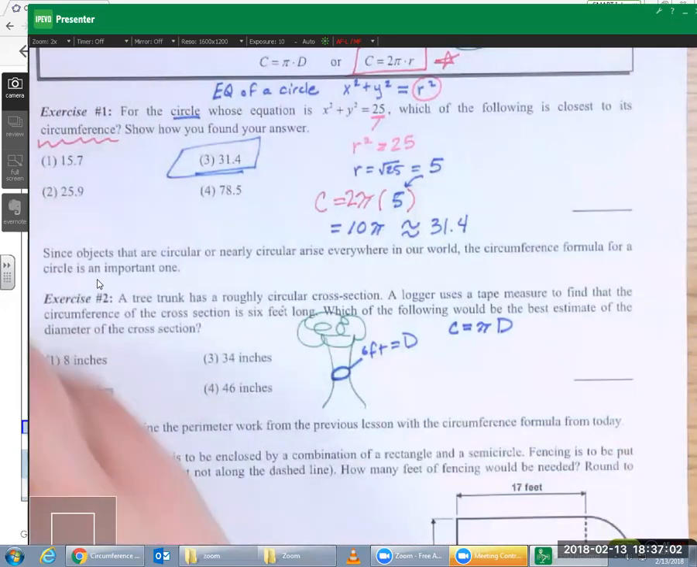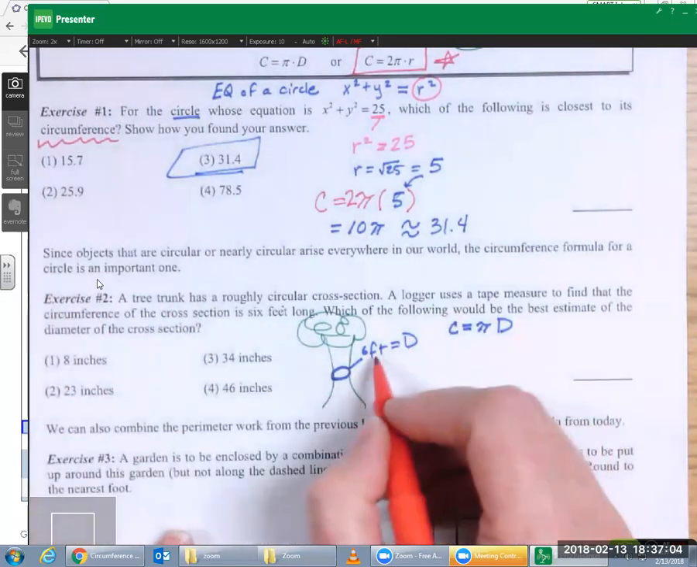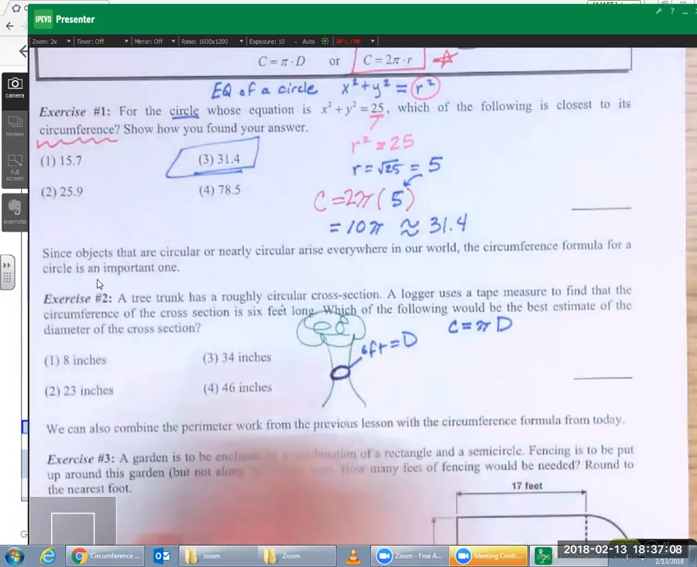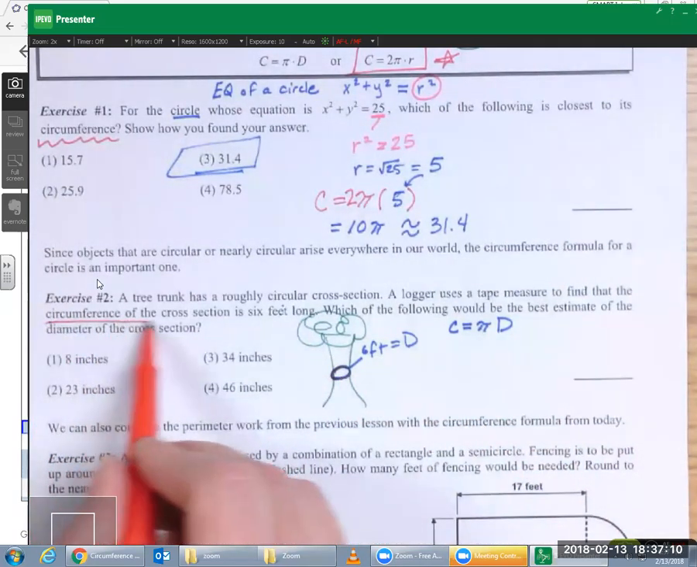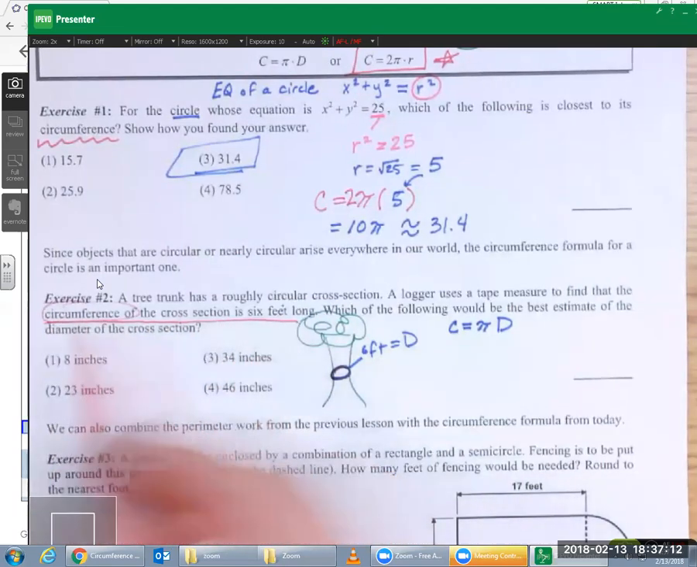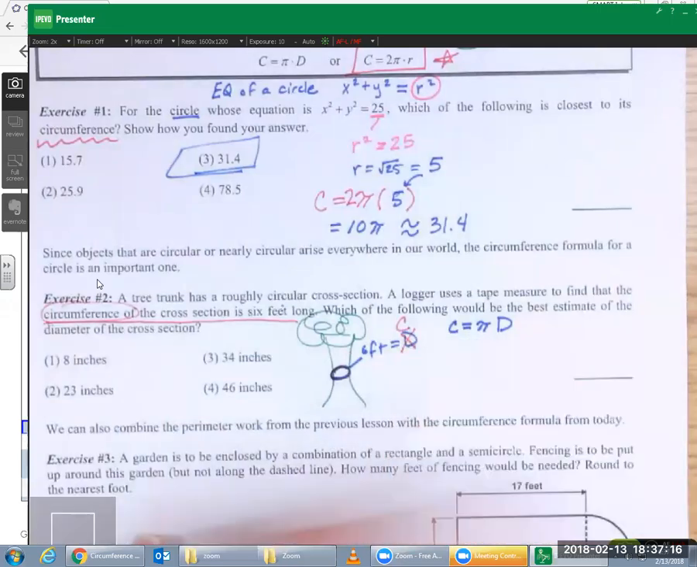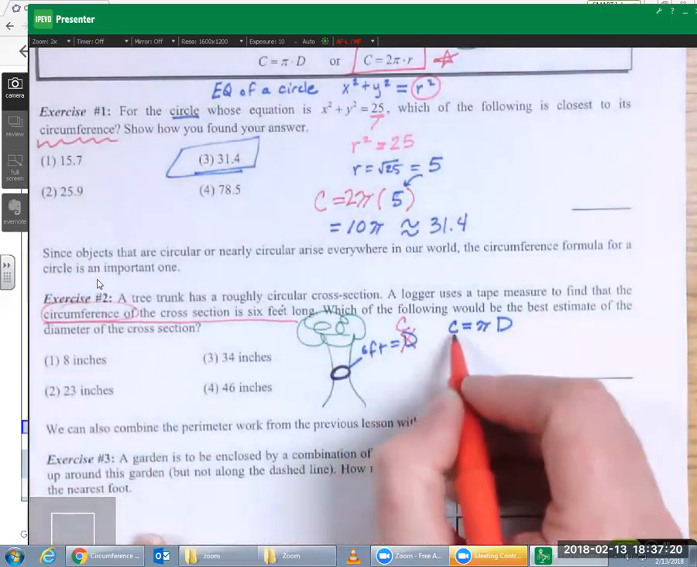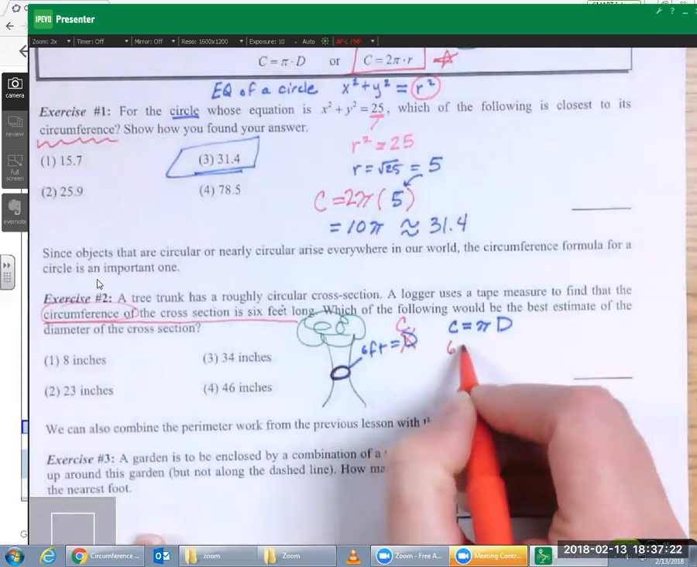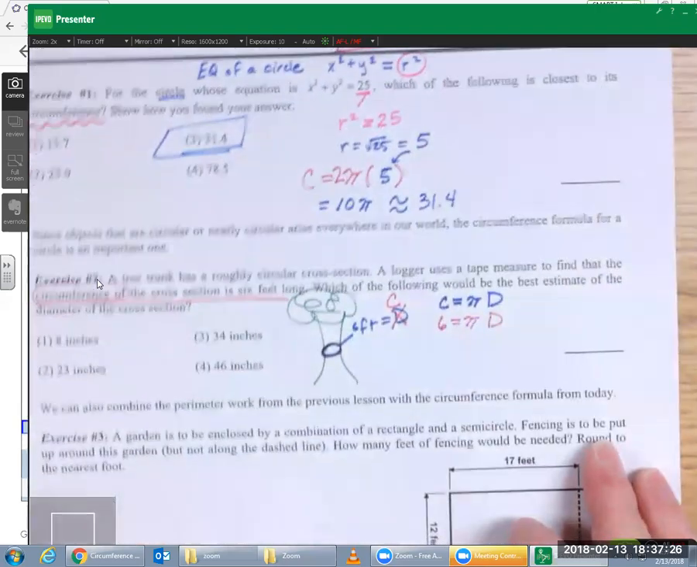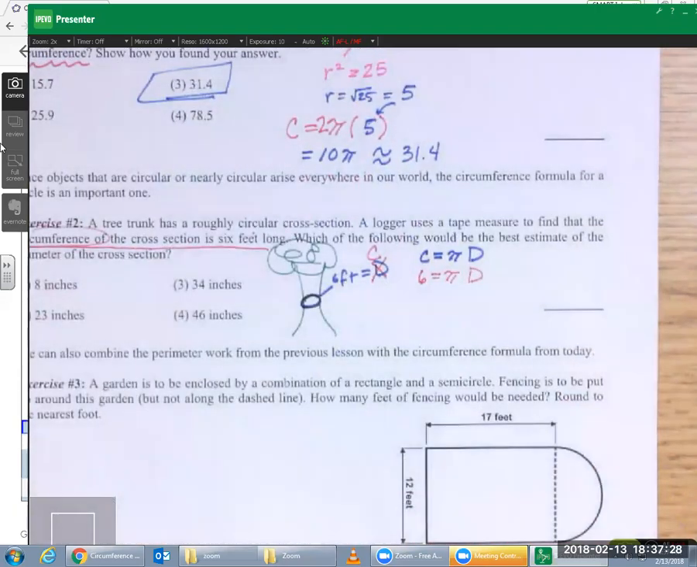oh my gosh, back it up. I am wrong. This wasn't the diameter. 6 feet is the circumference around. Hello? I got to read carefully. The circumference of the cross section is 6 feet. So cross this out. This is circumference. And I'm still going to use this formula, but the 6 feet is going to go in the circumference spot. So 6 is equal to pi times the diameter. Hope I didn't mess you up too much there. You guys might have seen that before.